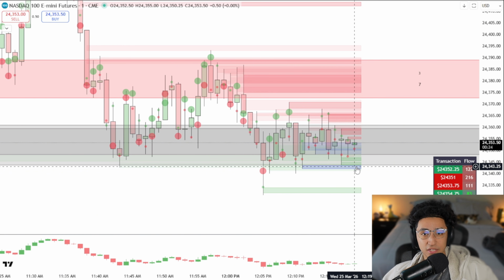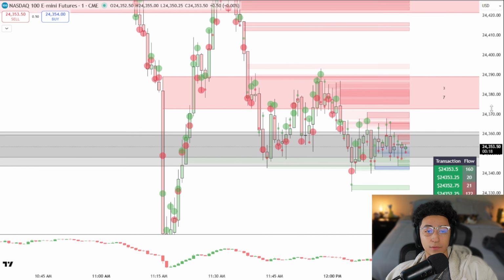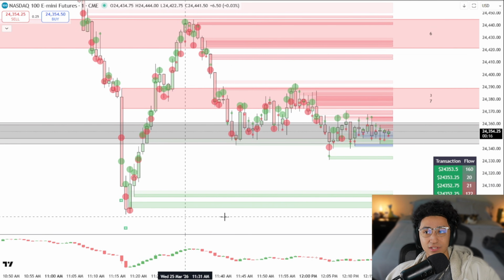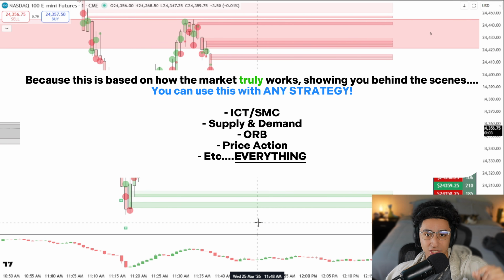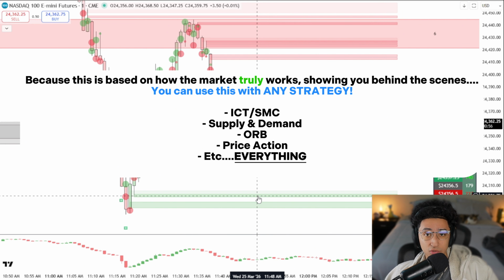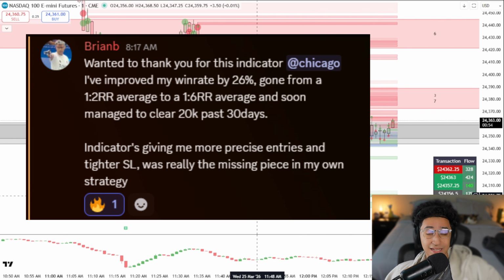You're able to see this information and have it simplified for you directly on your chart. And even more important, because this is showing you the back end and everything that's going on, all the transactions, all the traders, all the most important information, because it's literally displaying to you how the market's working on the back end, you can use this with any strategy. If you trade ICT, opening range breakout, price action, it doesn't matter. You will be able to use this in some way, shape, or form as an extra confluence to boost your win rate, your risk to reward, and your consistency.